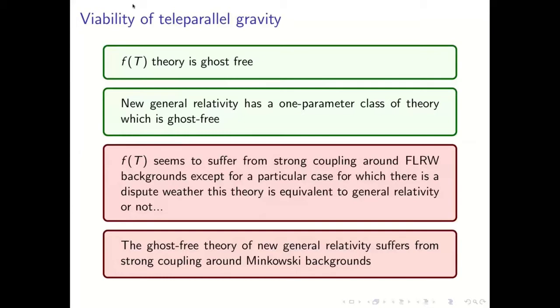And so what is the status of teleparallel gravity theories? We know that f of T theories are ghost free, and new general relativity has a one parameter class of theories which is ghost free. The other parameters have some ghost instabilities, and f of T seems to suffer from strong coupling, and this has been tested around general FLRW backgrounds. For new general relativity, it also seems to suffer from strong coupling, but it has only been investigated around Minkowski backgrounds. So we don't know about general FLRW backgrounds yet.